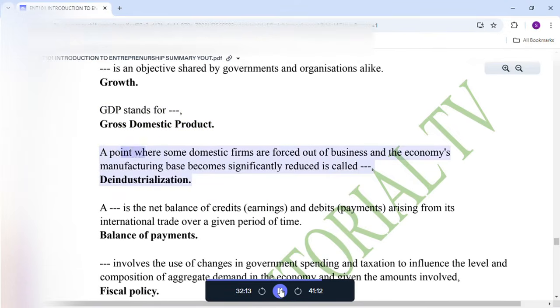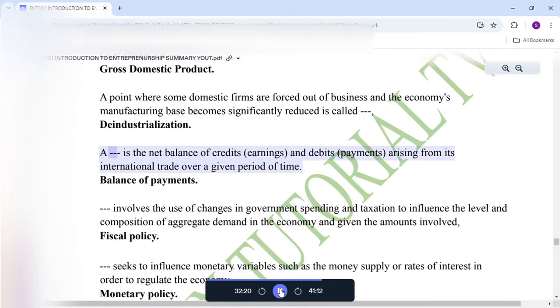A point where some domestic firms are forced out of business and the economy's manufacturing base becomes significantly reduced is called deindustrialization. A country's balance of payments is the net balance of credits, earnings, and debits, payments, arising from its international trade over a given period of time.